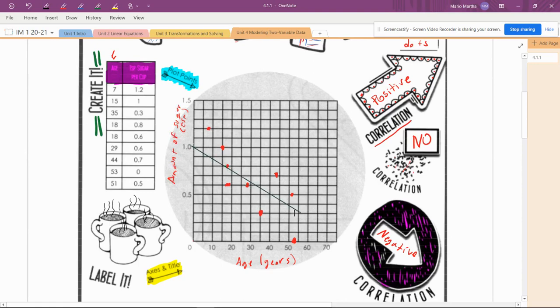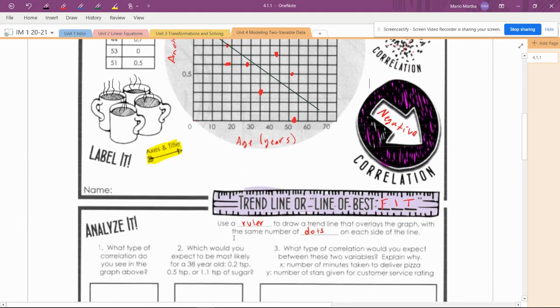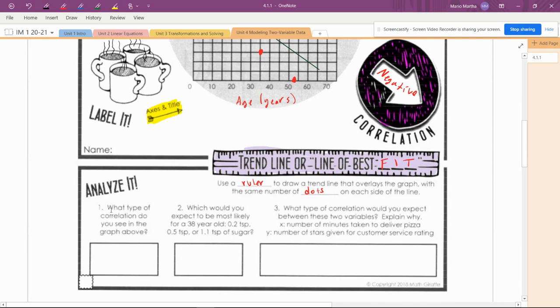It looks like about right here would be pretty even, where most of the dots are on one side and most of the dots are on the other side. Yeah, about right there. So we have one, two, three, four, and then this one's on the line, so that would be one, two, three, four. Yeah, so it's pretty even. So that's how we would eyeball the line of best fit. This is just an approximation. This is not actually what it is. So let's answer the first question.